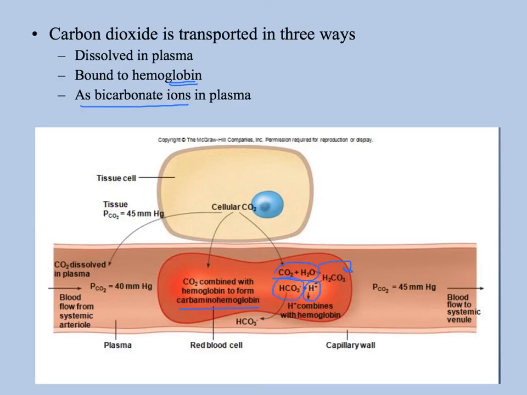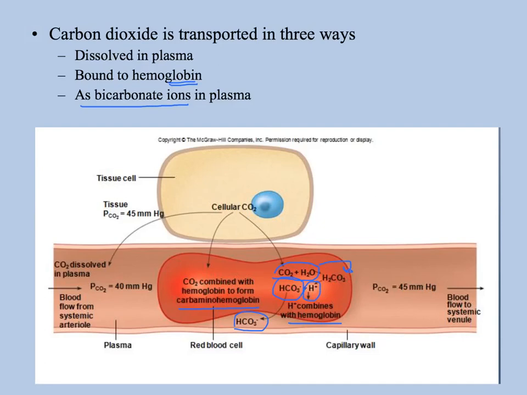A hydrogen ion can also be carried by hemoglobin. Hemoglobin can kind of buffer it and keep it from making things acidic. And the bicarbonate ion moves out into the plasma. And bicarbonate is actually a buffer. It doesn't affect the pH particularly. It's what makes up Alka-Seltzer that people take when their stomach is upset.